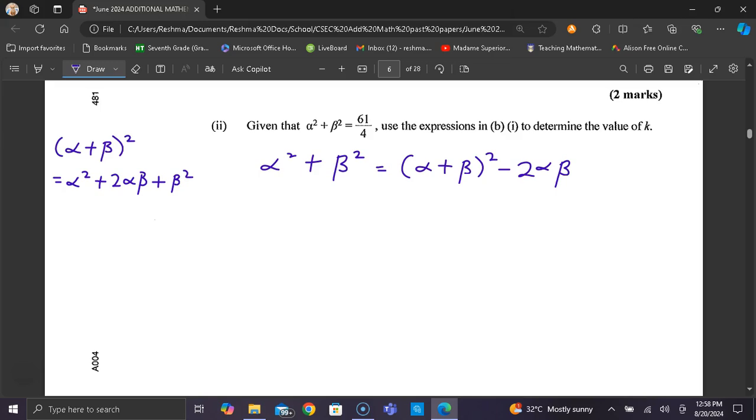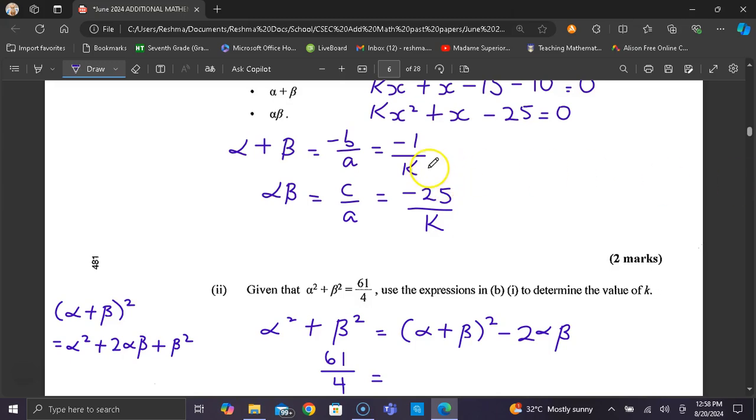Okay, so now we can go ahead and substitute what we have. So we're given that alpha squared plus beta squared is 61 over 4. Now alpha plus beta, of course, is the sum of our roots that we got from part 1, negative 1 over k. So negative 1 over k, and we're squaring that, minus 2 times alpha beta. So 2 times the product of our roots. And the product of our roots was negative 25 over k.